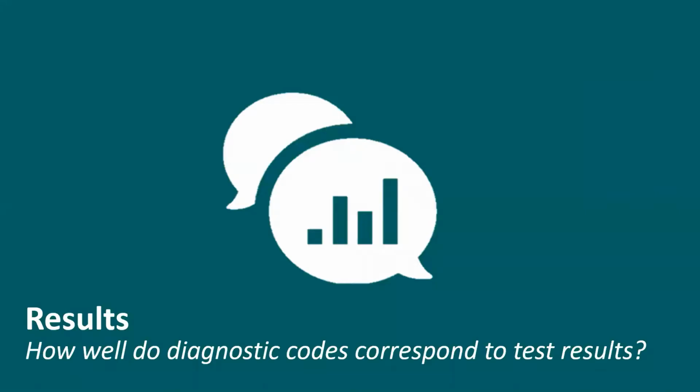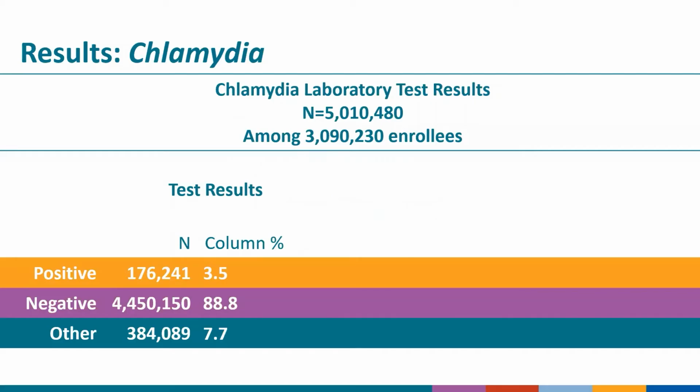Now for the results. We are interested in seeing how well the diagnostic codes for chlamydia and gonorrhea correspond to the test result values. Do the positive test results have at least one diagnosis code within that 21-day period of interest? And do the negative test results have a complete lack of diagnosis codes within that same 21-day period of interest? For chlamydia, we identified a total of 5 million laboratory test results among 3 million enrollees, and we had an overall test positivity rate of 3.5%.